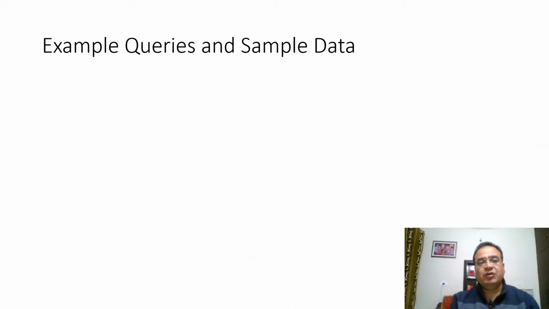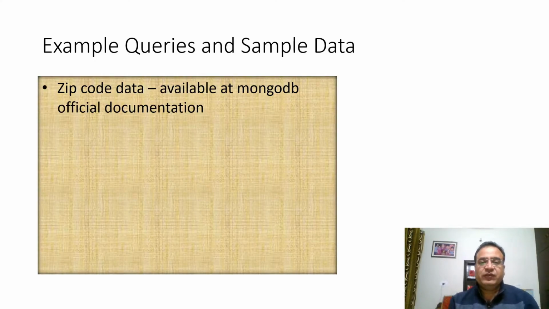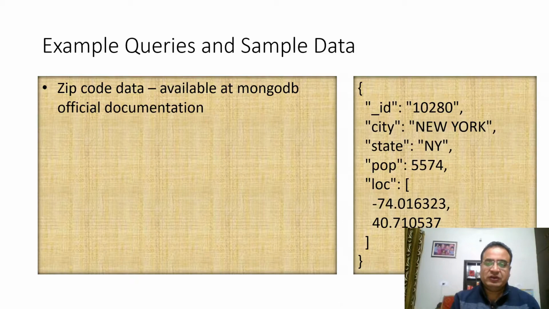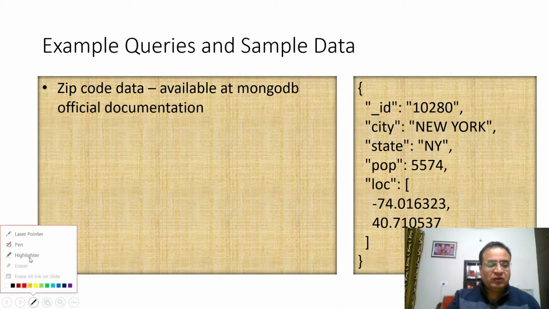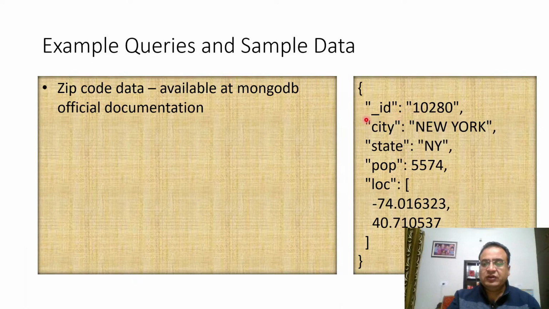Then what we are going to see, I'm in the hands-on section. I'm going to use MongoDB Compass. Let me show you what kind of data we are looking into for sample queries, and I will show you the sample queries here also. It is zip code data which is available in the MongoDB official documentation. How does the data look? We are going to see that here. It has an ID field, and then city, state, population, and then location, which is the coordinates of that particular location.